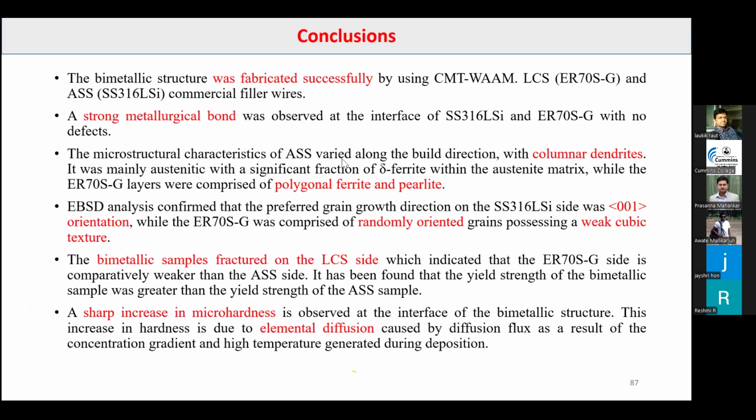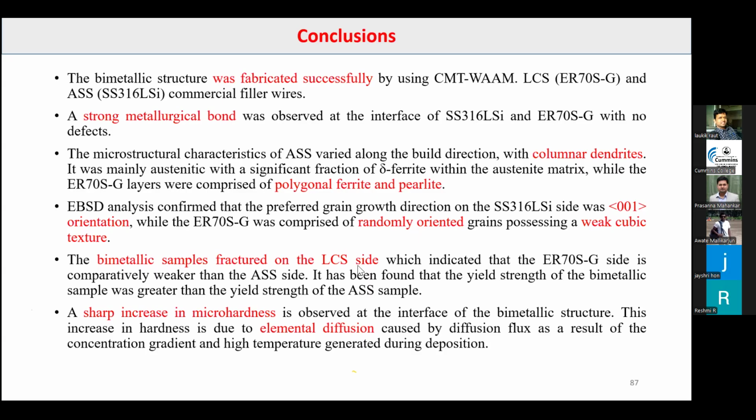The microstructural characteristics of ASS varied along the build direction with columnar dendrites. Mostly the microstructure of ASS was columnar dendrites, and it mainly consists of austenite and a significant fraction of delta ferrite. So a duplex microstructure was there, austenite plus delta ferrite, while the LCS layers were comprised of polygonal ferrite and pearlite. Then EBSD analysis: the preferred grain growth direction for the ASS part was 001 along the build direction, whereas for LCS it was randomly oriented. So strong texture I have observed in the case of ASS, and a weak cubic structure for LCS.